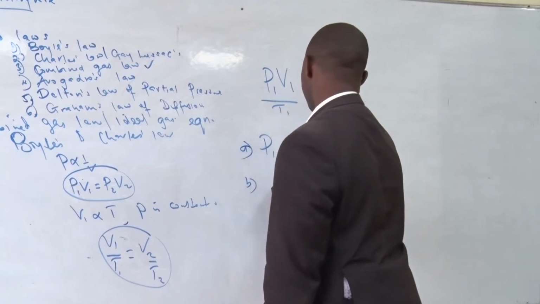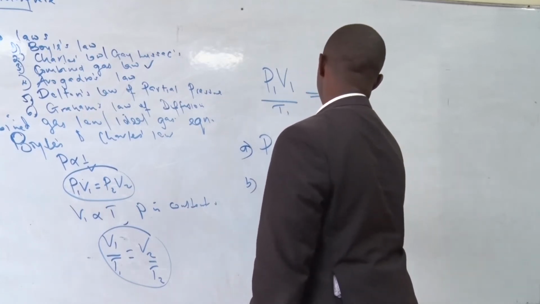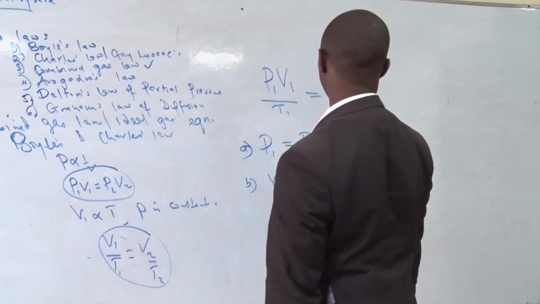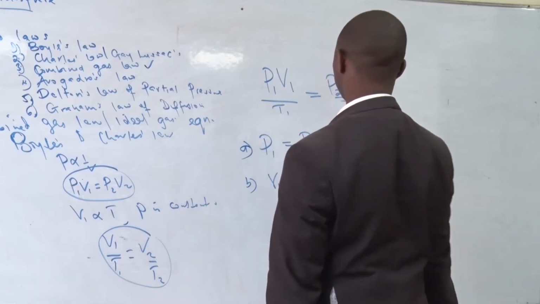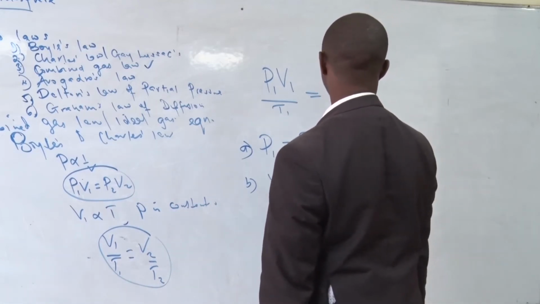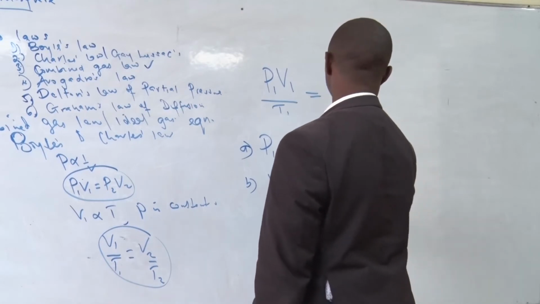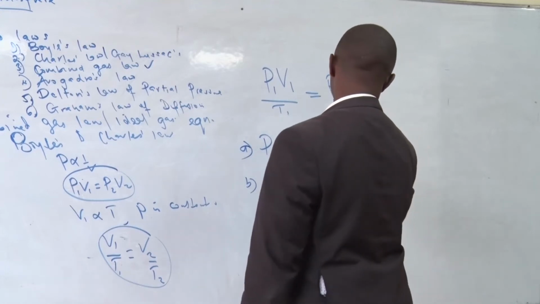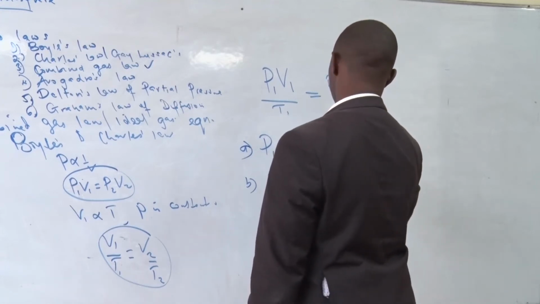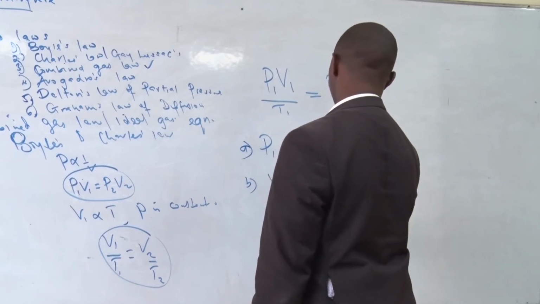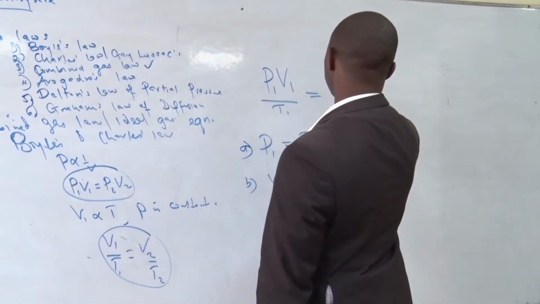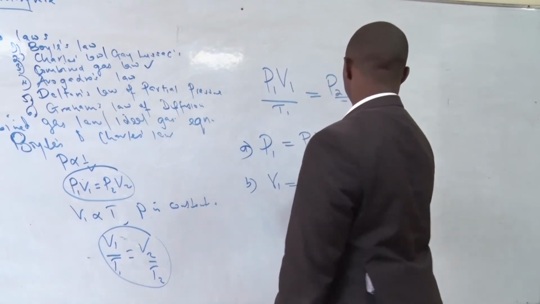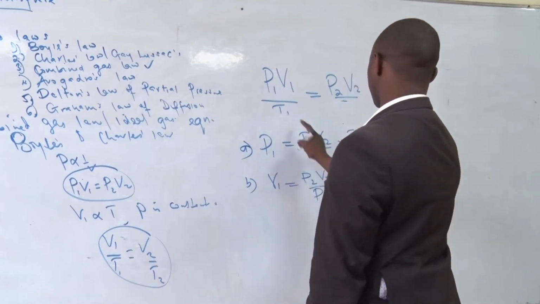Let's now look at volume 1. Volume 1 is equal to pressure 2, volume 2, all over pressure 1 times temperature 1. Sorry, we're looking for volume 1, and this one is supposed to be P1, sorry for that. So it is P2 V2 over P1 times temperature 1.